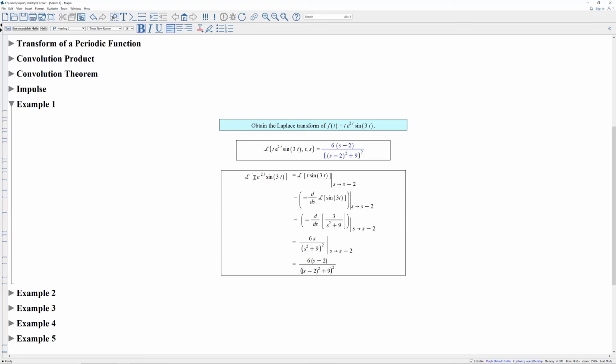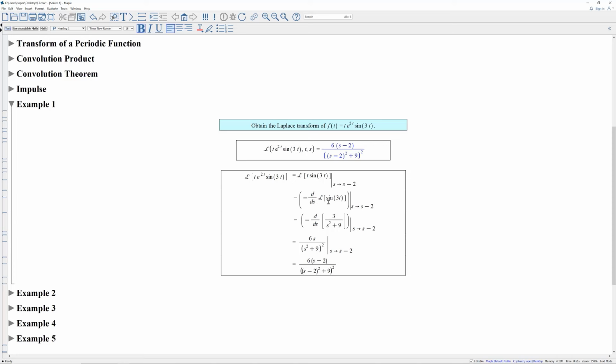Think of the shifting law multiplied by e to the 2t. And what are you multiplying by e to the 2t? t sine 3t. So you take the transform of t sine 3t, and then you shift s to s minus 2. But how do you take the transform of a product by t? Well, it's the negative derivative with respect to s.